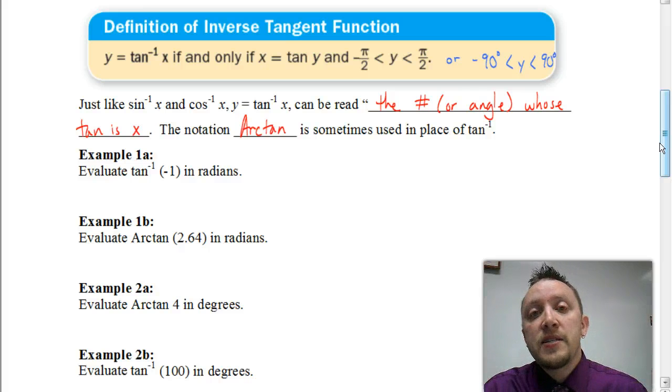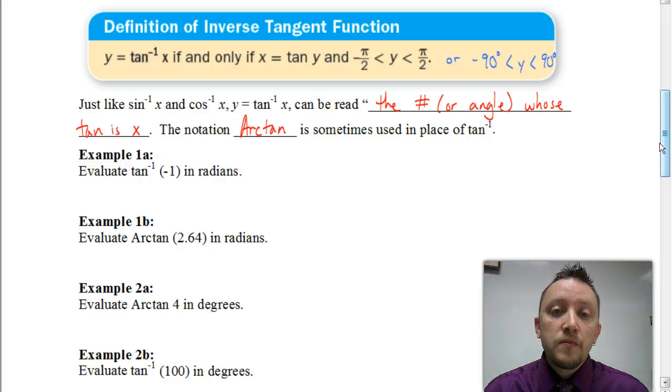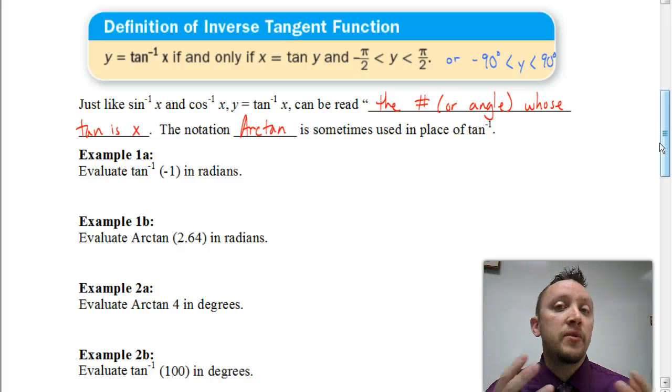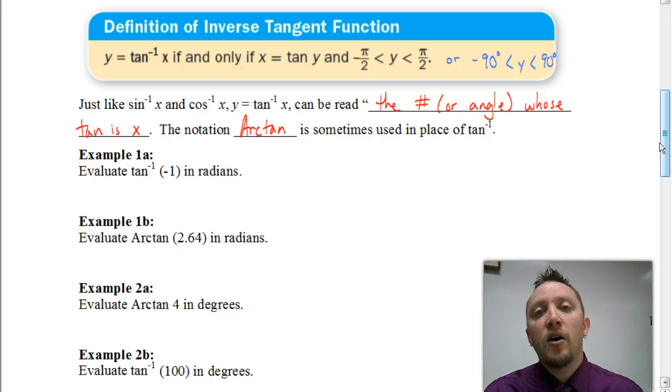Just like the inverse sine and cosine functions, the inverse tangent function can be read as the angle, or the number, whose tangent is whatever x is. We'll look at an example of that in a second. Another way that we could write the inverse tangent function is the arctan. Just like for the inverse sine we had the arcsine, and for the inverse cosine we had the arccosine, for the inverse tangent another way to represent it is the arctan.